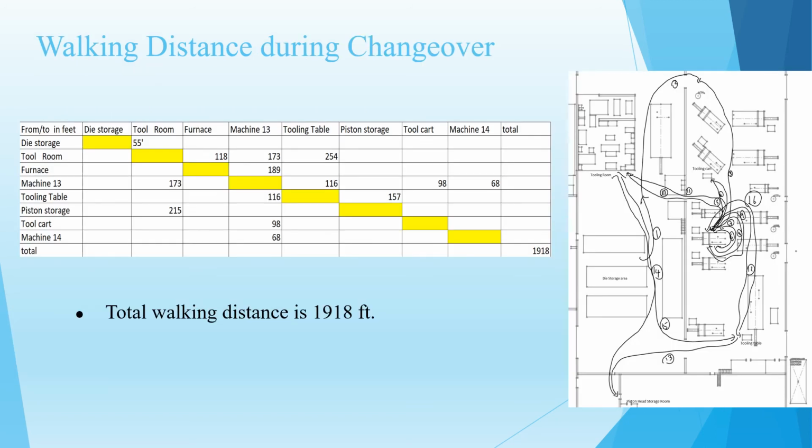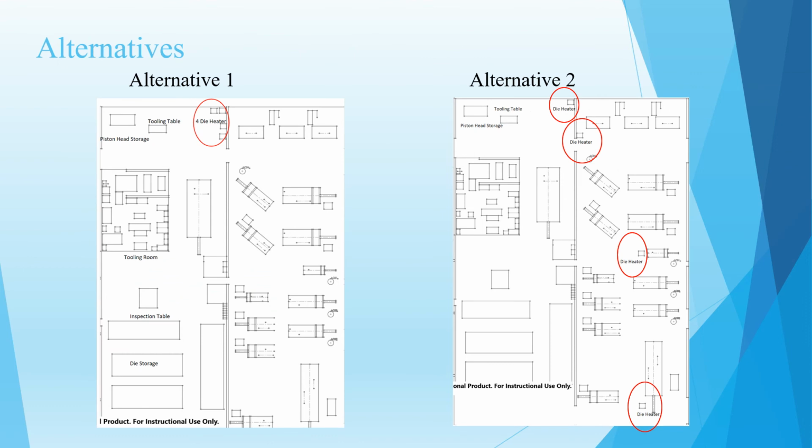The walking distance during changeover was observed and recorded with the use of a spaghetti diagram. This shows the routes the technician takes when performing a setup. Then, the traveling distance was obtained using a Form-2 chart as shown in the slides. The chart shows that the current changeover procedure requires a total walking distance of 1,918 feet.